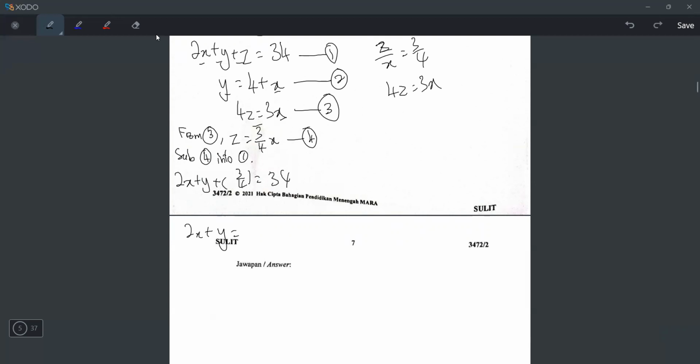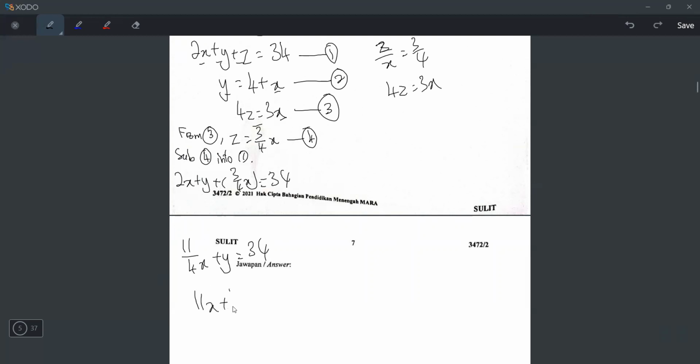Wait, betul ke saya buat? Oh, this one is x lah. I left out the x, sorry. So this is 3/4x, because z is 3/4x. And then I can see the x and the 3/4x can be combined, right? So what is 2x plus 3/4x? 11/4x. And then plus y equals 34. Okay, let's double check. Yeah, betul. And then I can take everything times 4 just to make it nicer.